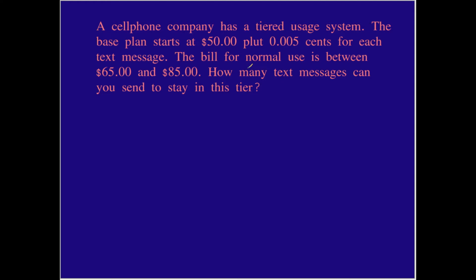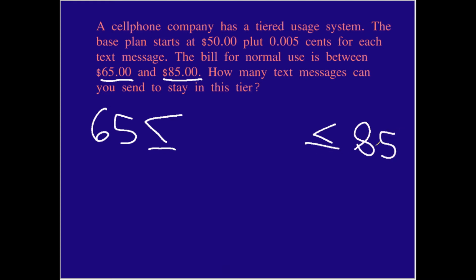So this is our problem, and I'm going to show you how to set this up. We know that we want to stay between $65 and $85. So this is going to be to the far left of our double inequality and to the far right. This is our range, our interval, if you will. So I'm going to put 65 here, and then we want it to be less than or equal to. It's okay if we go below 65, because we're in the lowest tier, if you will. And then over here we want it to be less than or equal to 85. If we go beyond 85, that's when we really start having problems. Okay, so that's the first part.